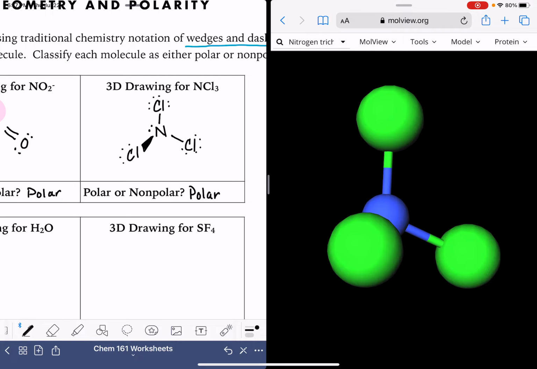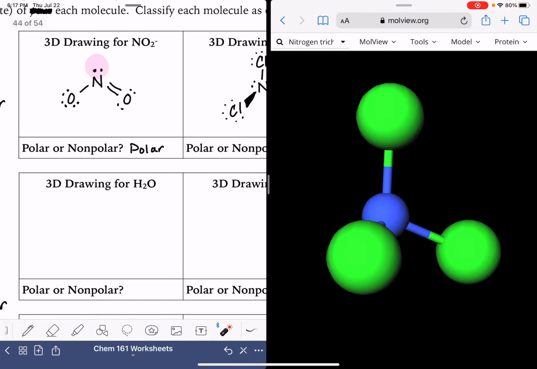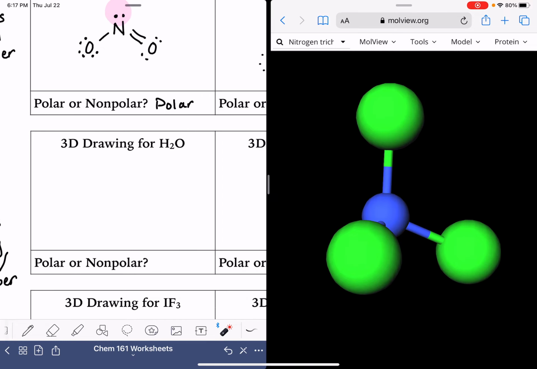If you're getting a little bit confused about are the lone pairs there or are they not there, if you start with a Lewis structure first, the Lewis structure is going to show you the location of all the lone pairs. And then once you've got the Lewis structure drawn, you can convert it to the 3D drawing and you can keep those lone pairs with you in the conversion process.